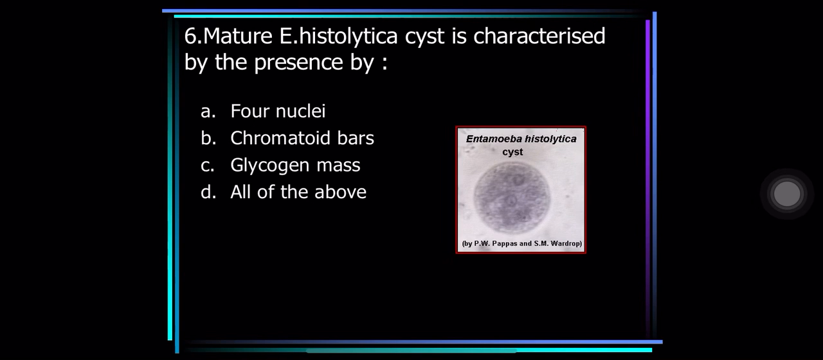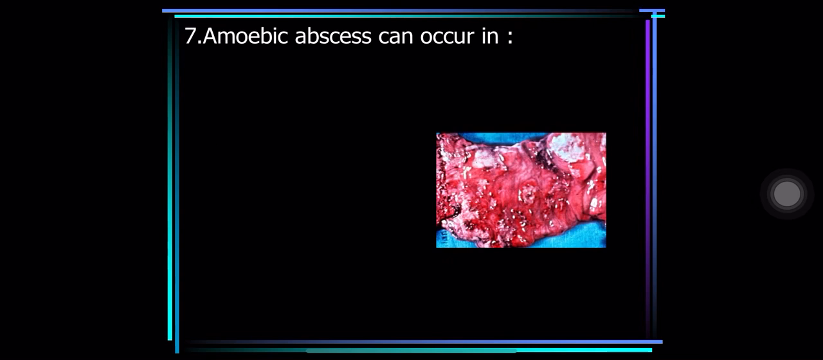Question 6. Mature histolytica cyst is characterized by the presence of A. 4 nuclei, B. chromatoid bars, C. glycogen mass, or D. all of the above. In mature histolytica cyst, chromatoid bar and glycogen mass are not visible, only the nuclei are visible, and there are 4 nuclei in a mature histolytica cyst. So the correct option here is option A, 4 nuclei.